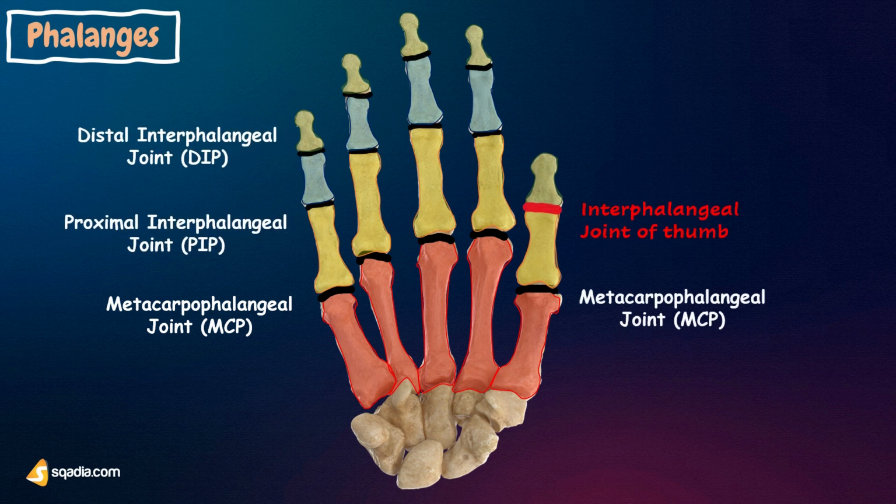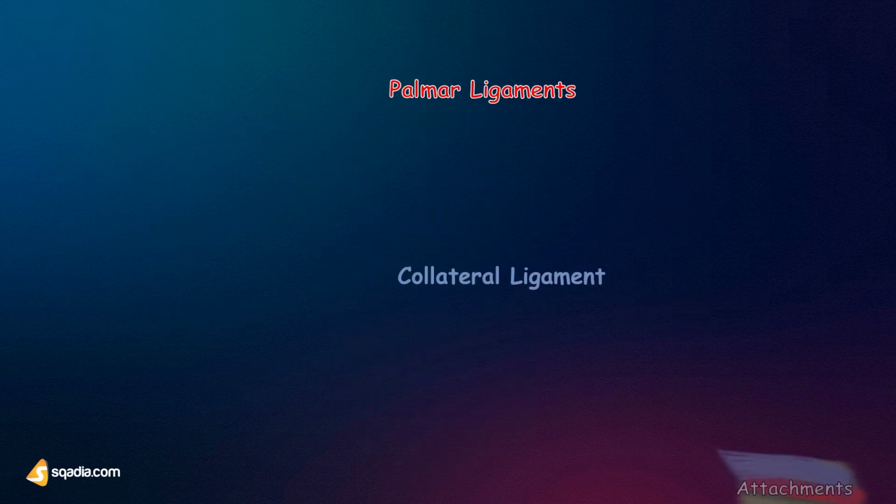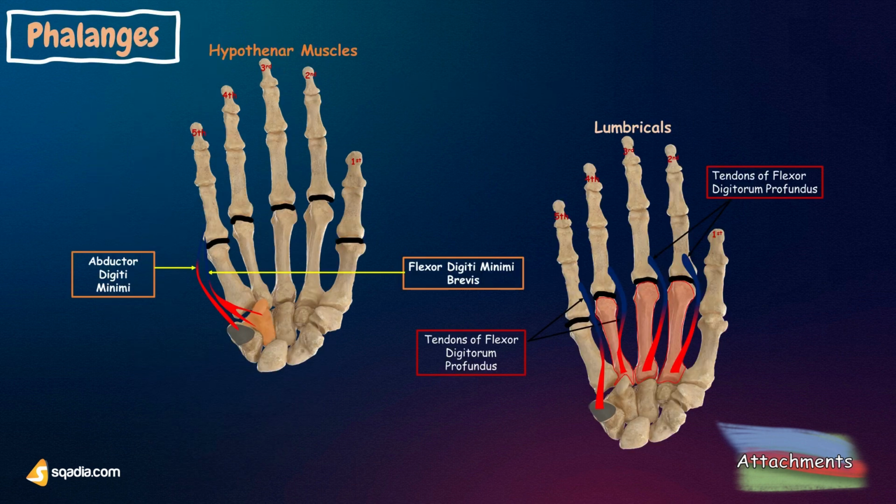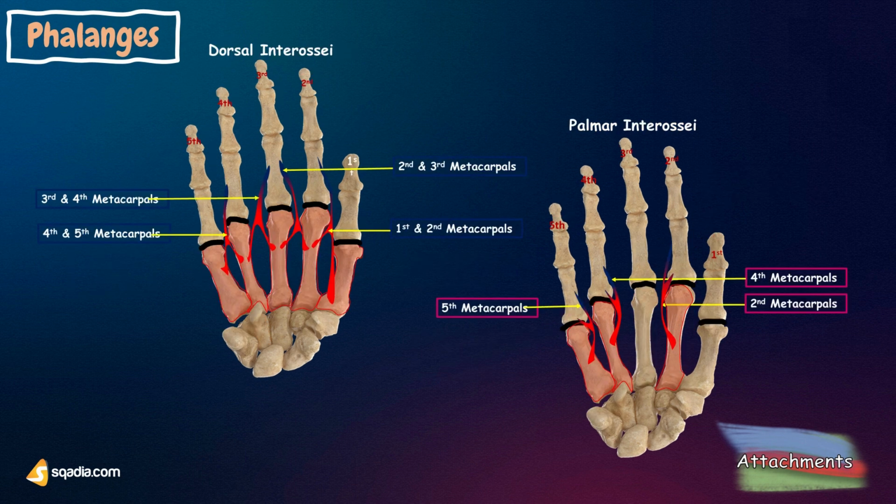Then we have 2 joints in thumbs that are metacarpophalangeal joint and interphalangeal joint. As for the attachment of musculature at phalanges, fingers allow several movements and allow us to touch, feel, and grab things. The attachments that are seen at phalanges are divided into palmar ligaments, collateral ligaments, hypothenar muscles, lumbricals, dorsal interossei, palmar interossei. You can check our video on phalanges of hand to go through the details of the musculature of hand, as well as the movements that occur at these joints.